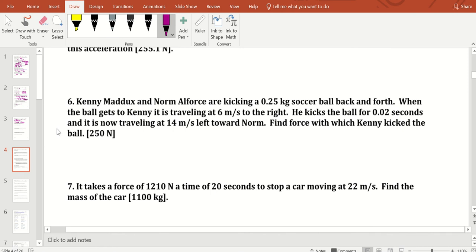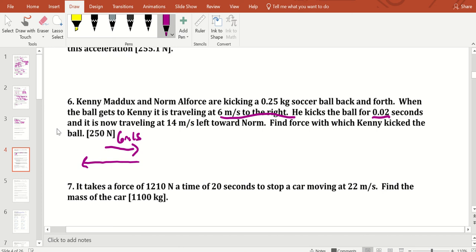So Kenny Maddox and Norm Alfors are kicking a 0.25 kilogram soccer ball back and forth. When the ball gets to Kenny, it's traveling at 6 meters per second to the right. So let's just sketch this out. We're going at 6 meters per second. Kenny's going to kick that ball for a time of 0.02 seconds, and now it's traveling 14 meters per second left.